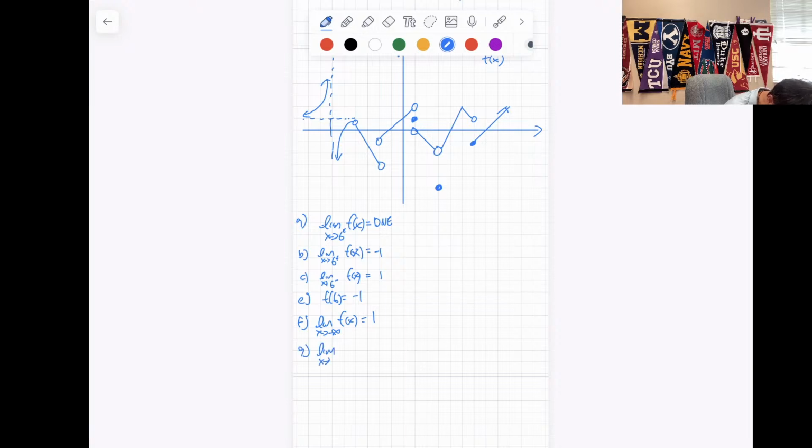What happened when limit x approached 3? And what happened if f of 3? Zoom in, por favor. A, B, C, D, E, F, G, H. There's no D, but okay. G and H.